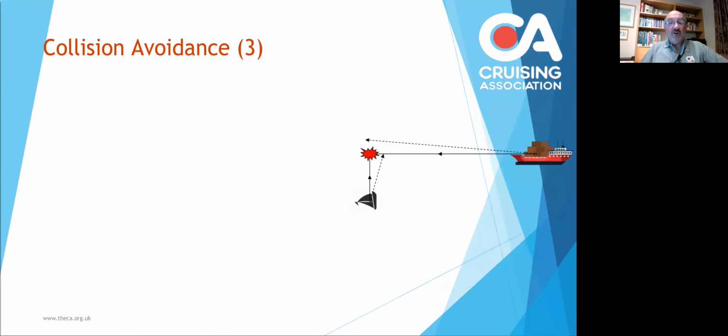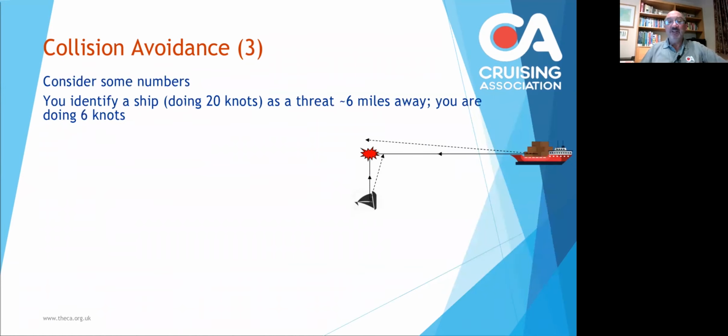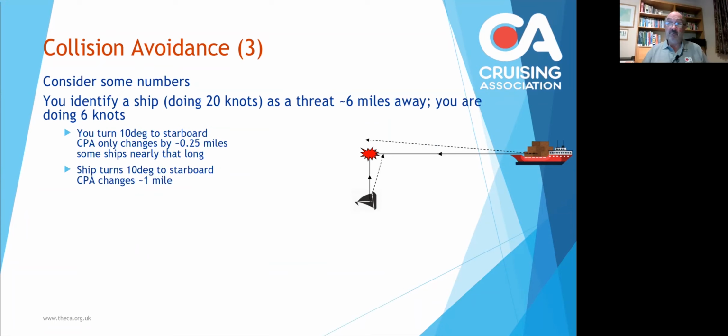So a little bit more on collision avoidance. I want to play some numbers for you. Let's suppose you identify a ship doing 20 knots as a threat, and it's 6 miles away, and you're doing 6 knots. So at the moment, it looks like you're going to be in the same piece of sea at the same time. If you turn 10 degrees to starboard, your CPA with that ship only changes by about 1/4 of a mile, and some ships are nearly that long.